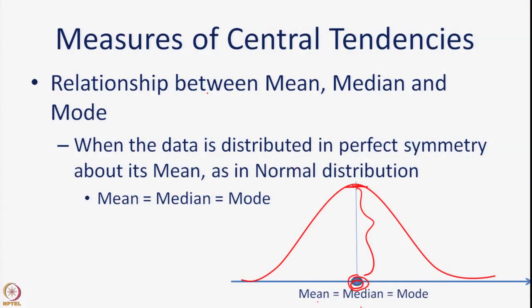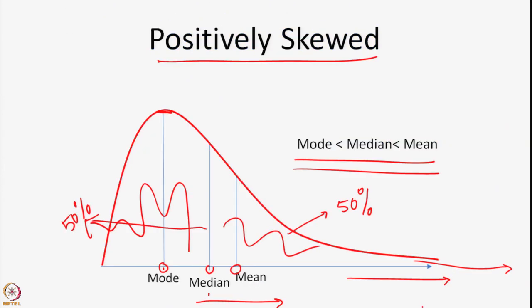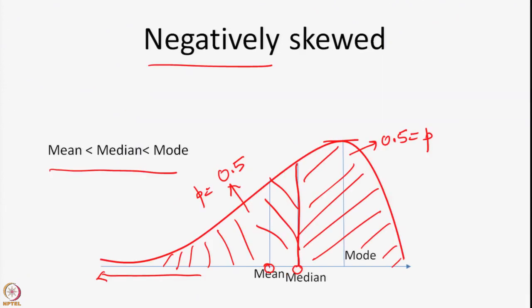So, if we quickly go through it, if it is a symmetric curve, distributed in perfect symmetry, mean is equal to median is equal to mode. If it is positively skewed, then mode is smaller than median, then is smaller than mean. And if it is negatively skewed, then mean is smaller than median, is smaller than mode.